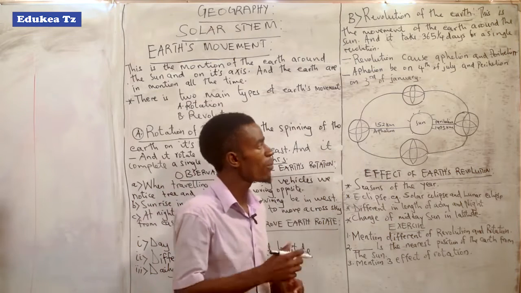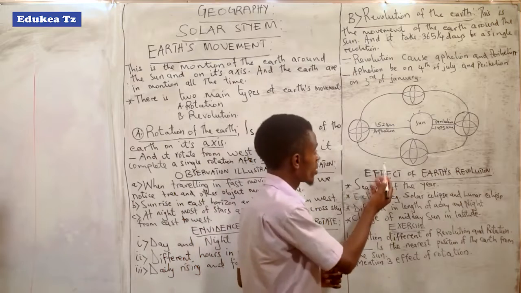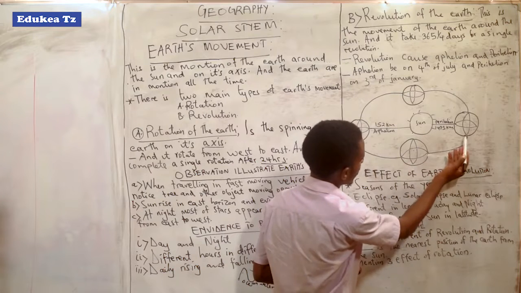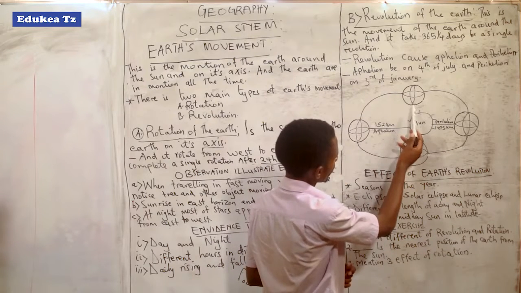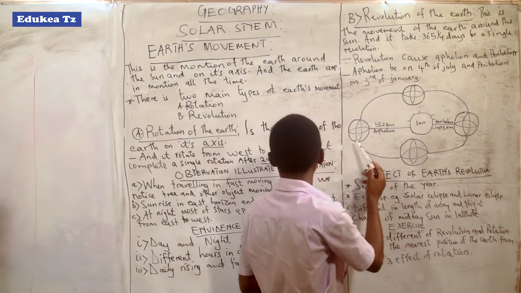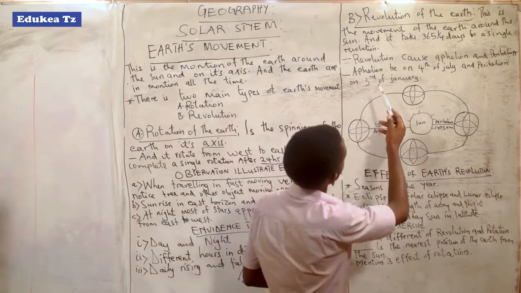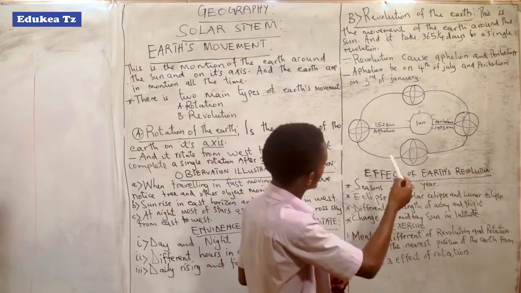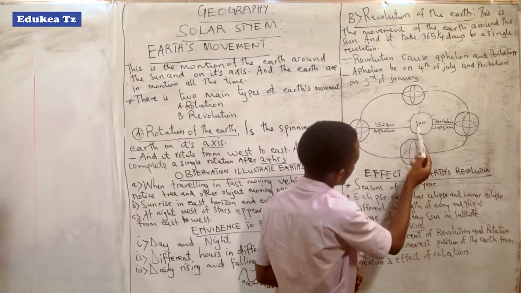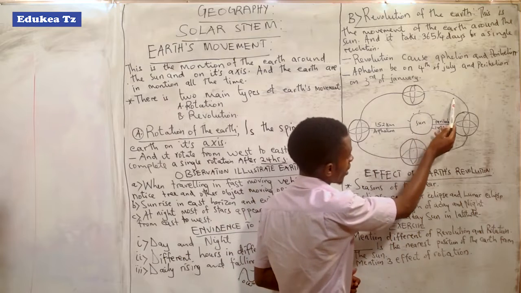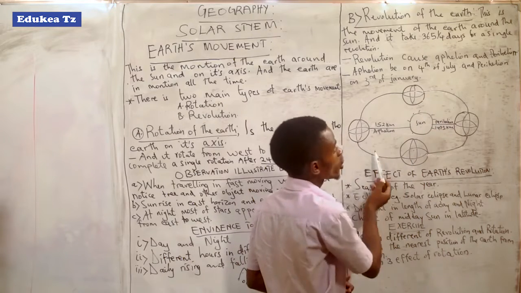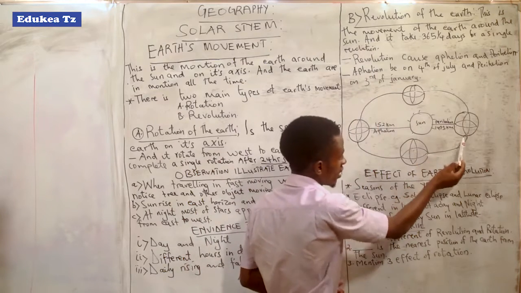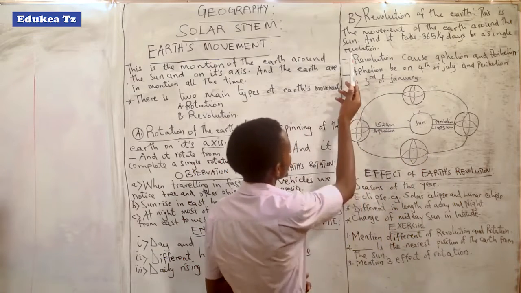But when the Earth is moving around the sun, as in this diagram, this is the sun, and this is the Earth. So this Earth is moving around what? I told you that revolution takes place from a certain point to another point, maybe from west to east. So it is moving in this direction. That is called revolution. The movement of the Earth around the sun is called a revolution.